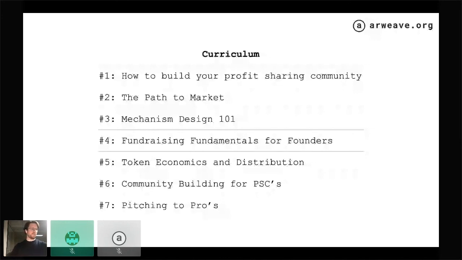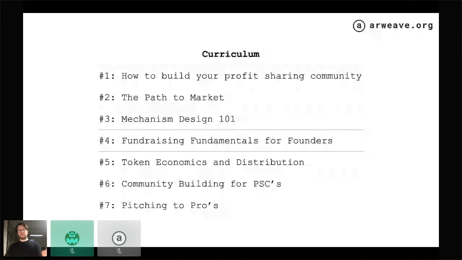And then last but not least, we'll also be talking about pitching to pros. This will coincide with a part of the program where we are approaching the pitch day and demo day. And so we'll be focusing on the do's and don'ts when structuring your pitch, building a deck, and having a coherent narrative in order to get people very excited about what it is that you're building.